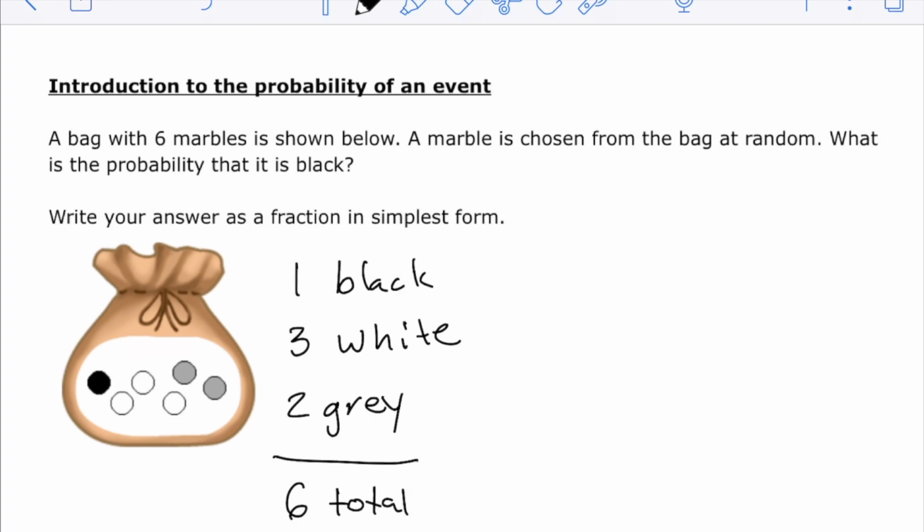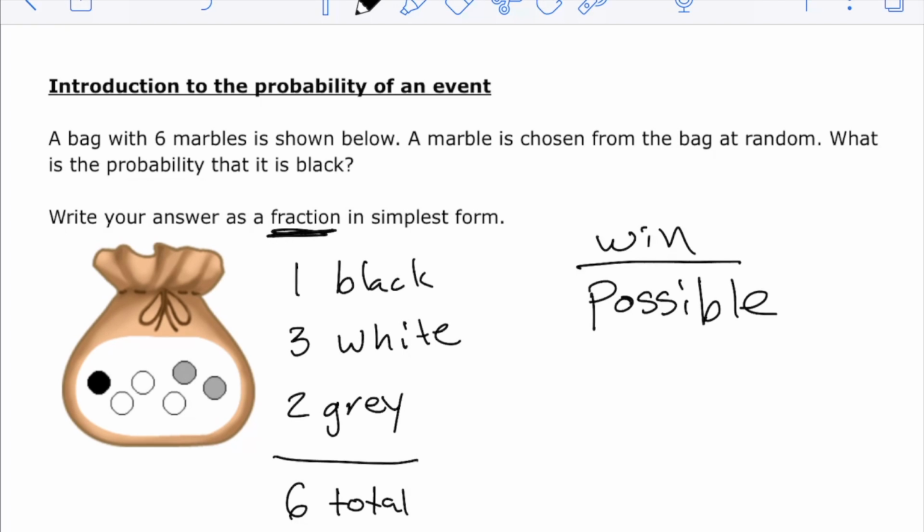When I go through these problems, especially when I'm thinking about probability, I like to think of the fraction win over possible. And it's great that I think about it as a fraction because most of the time your answers are going to be fractions or decimals, but since this one wants our answer in a fraction in simplest form, fractions are great. So we can think about it as win over possible.